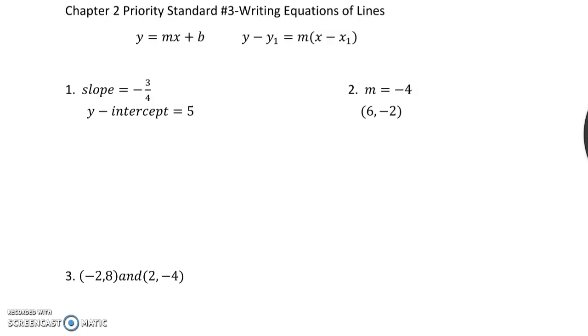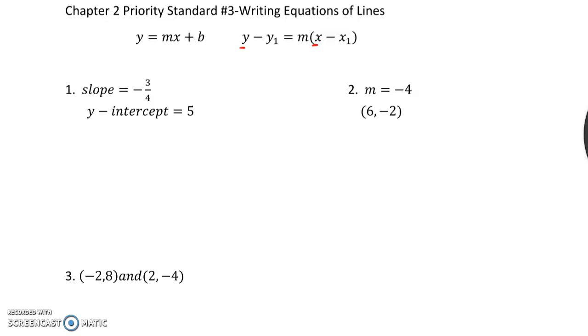This video is for Chapter 2, Priority Standard number 3, which is writing equations of lines. I've listed at the top, this first equation, y equals mx plus b, is slope-intercept form. That's where we need to end all of our equations. Point-slope form is y minus y1 equals m times x minus x1, and that is our point slope. Keep in mind that this y and this x will stay letters.